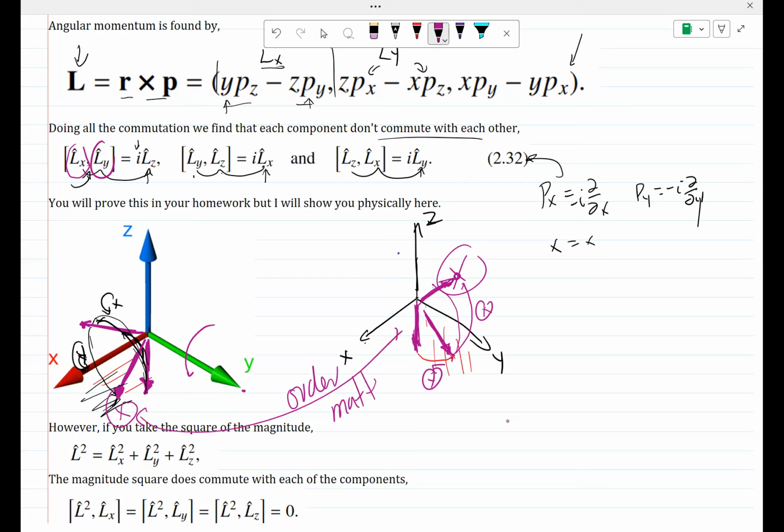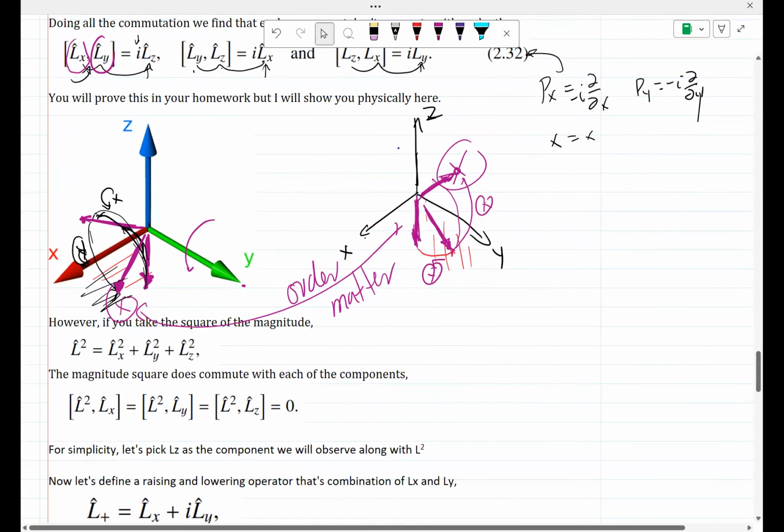You can do the same thing with yourself. If you rotate yourself around left to right, and then you have to do a little backflip, you're going to end up in a different position afterward if you do it in a different order. So hopefully that gives you an intuitive sense of why these angular momentum operators don't commute with each other. It matters which order you rotate things in.